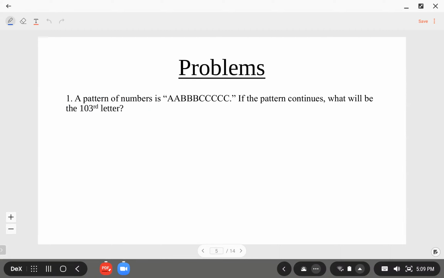Okay. Number 1. The pattern of letters is AA, BBB, CCCCC. If the pattern continues, what will be the 103rd letter? Repeat. The pattern is AA, BBB, CCCCC. If the pattern continues, what will be the 103rd letter? Okay, you can start solving it now, and the faster you solve it, you get a point.